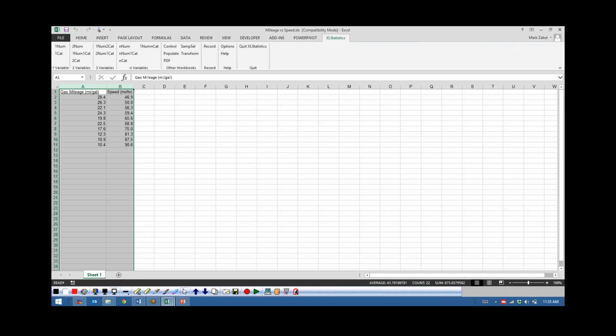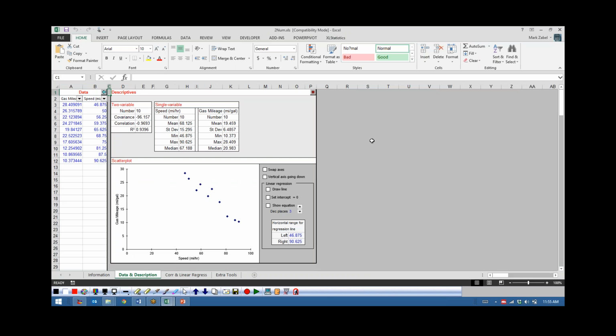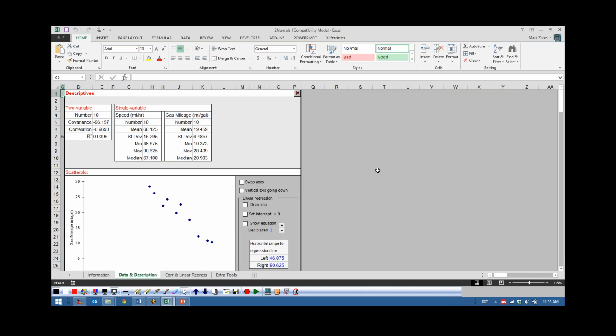Now, of course, the beautiful thing in Excel Stats is it's all going to be there for us. So all we really have to do here is select the data and click on 2-Num. And let's take a look at that scatter plot. Here it is. I know it's a real exciting one.